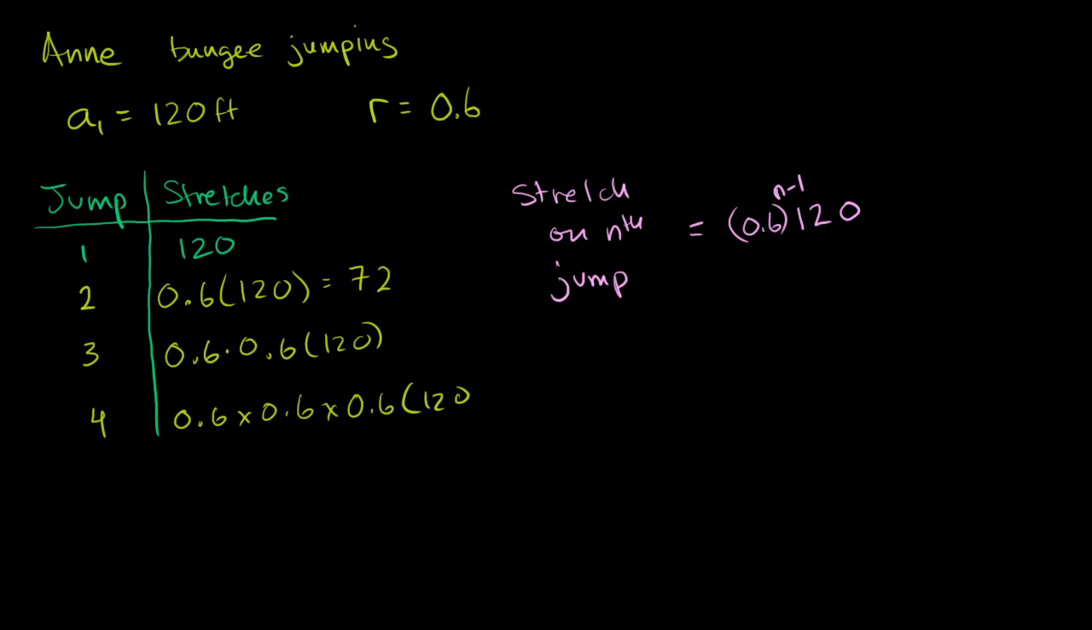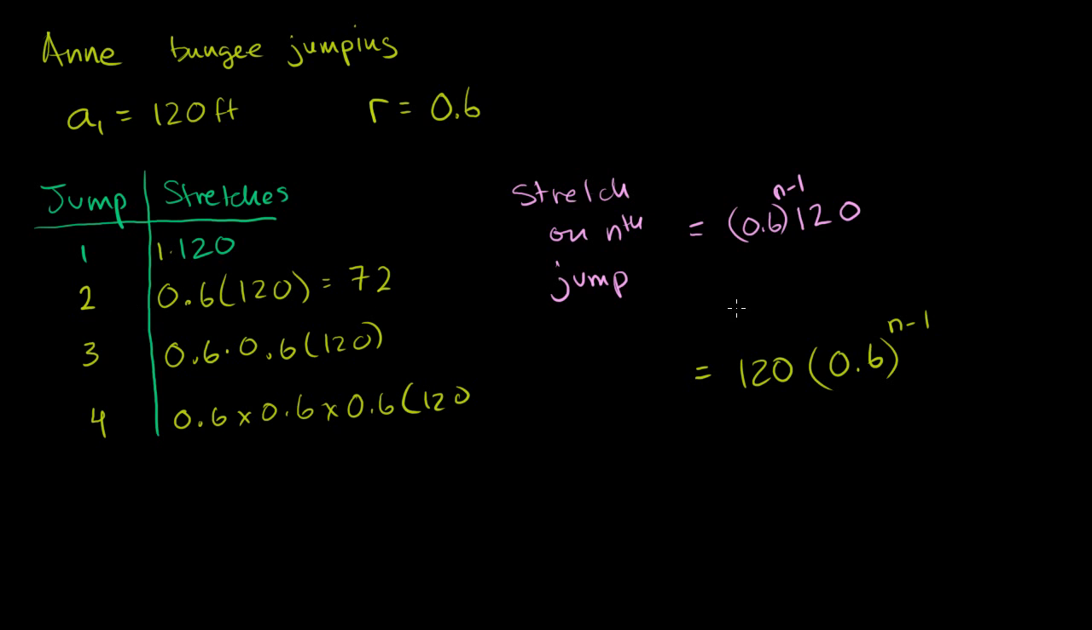Now how did I get this? Let me write this a little bit neater. This is equal to 120 times 0.6 to the n minus 1. How did I get that? Well, we're defining the first jump as stretching 120 feet. So when you put n equal to 1 here, you get 1 minus 1, 0. So you have 0.6 to the 0th power, so you just get a 1 here. And that's exactly what happened on the first jump.